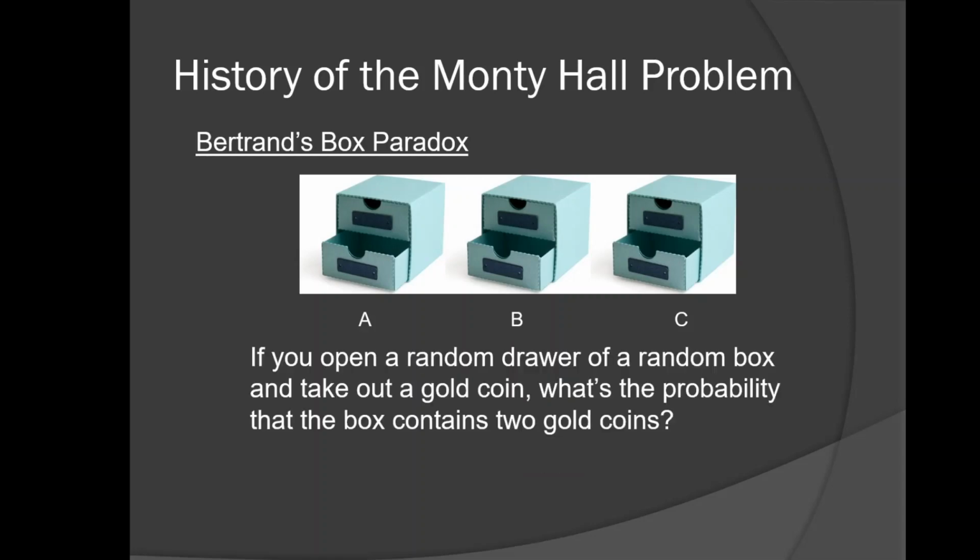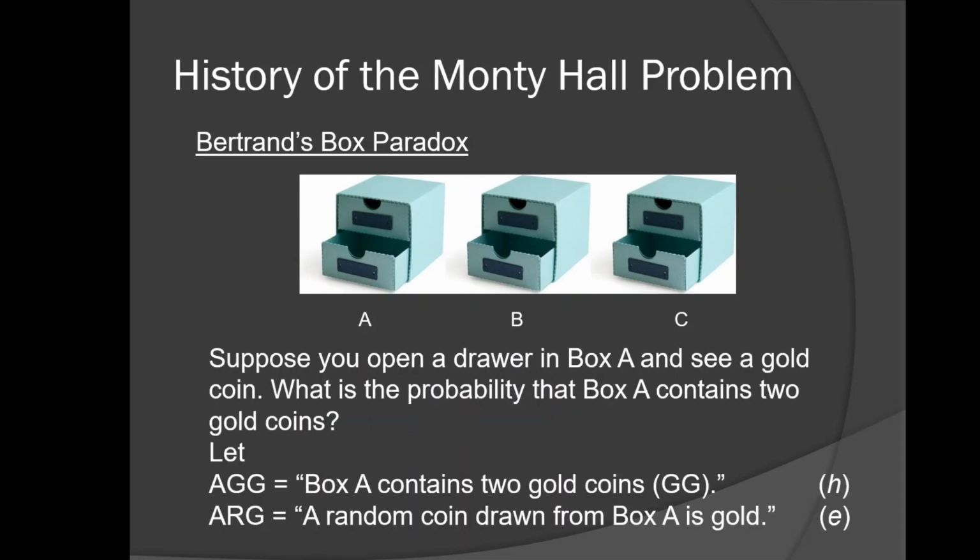So the question is, if you open a random drawer of a random box and take out a gold coin, what's the probability that that's the box that contains two gold coins? Let's suppose you open a drawer in box A and you find that it contains a gold coin. What's the probability that box A is the one that contains two gold coins?